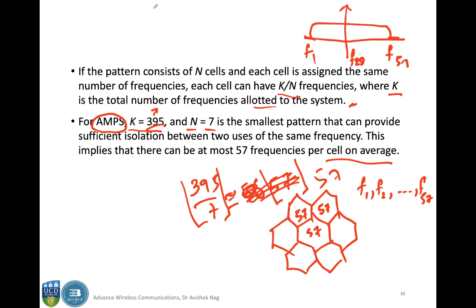Then you can have another band from F58 to F115. Okay. And you can have the central frequency around F86 and so on. So you can use all these 395 frequencies, and each of these cells gets, let's say, this cell gets F1 to F57, this one gets F58 to F115, okay, and so on.